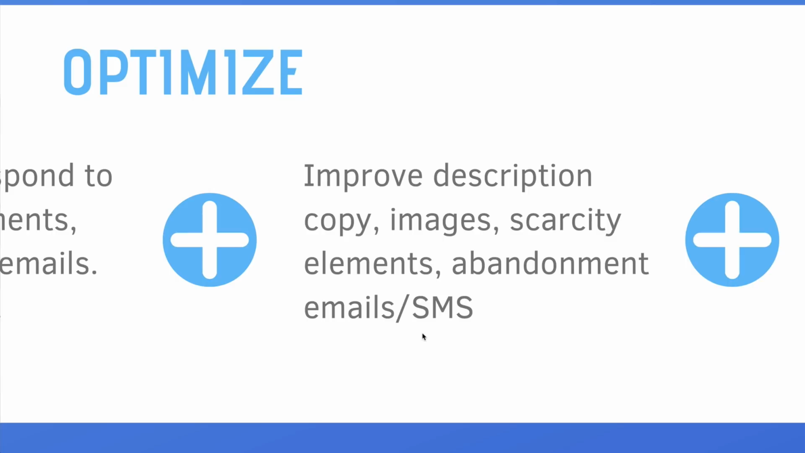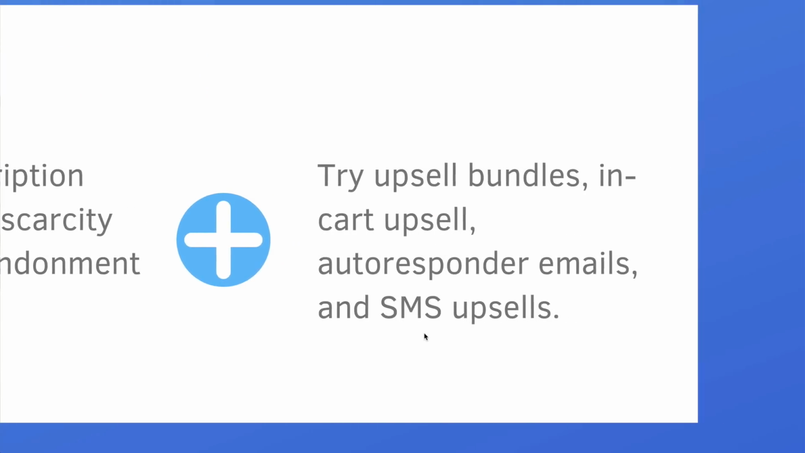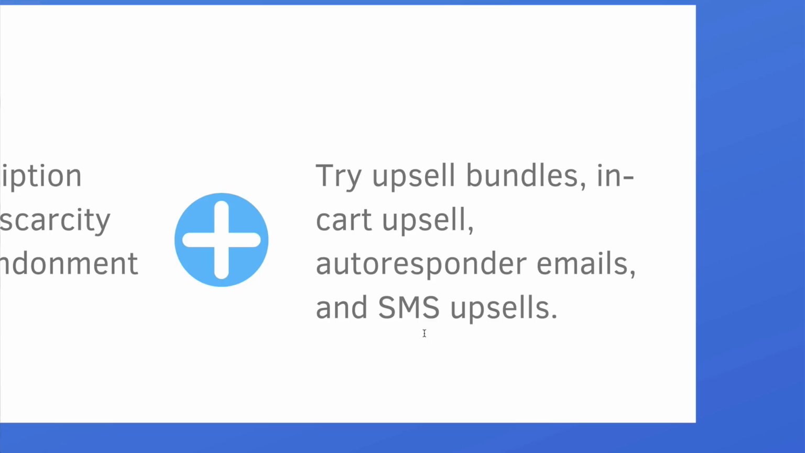And also you have to test out your abandonment emails and SMS. Just keep a close watch on the open and click rates. If your open rates are low, then you want to change the subject. If your click rates are low, you have to change the body of the email. And also make sure you're using SMS bump. Plus, what you have to do is not only just improve conversion rate, but also improve average order value.